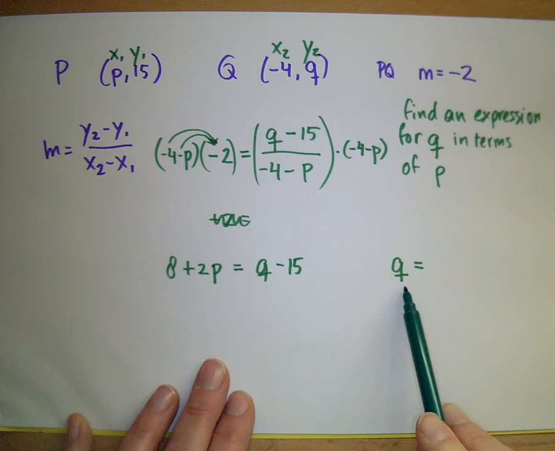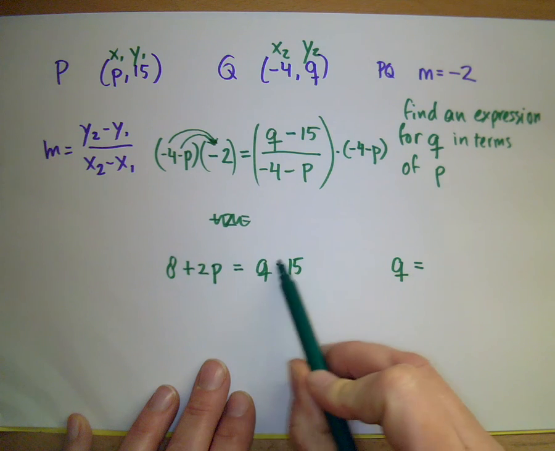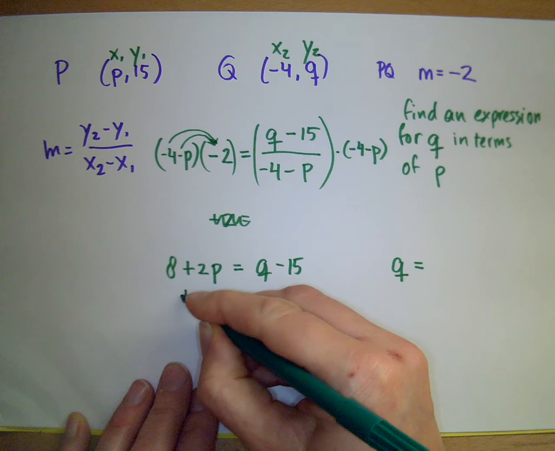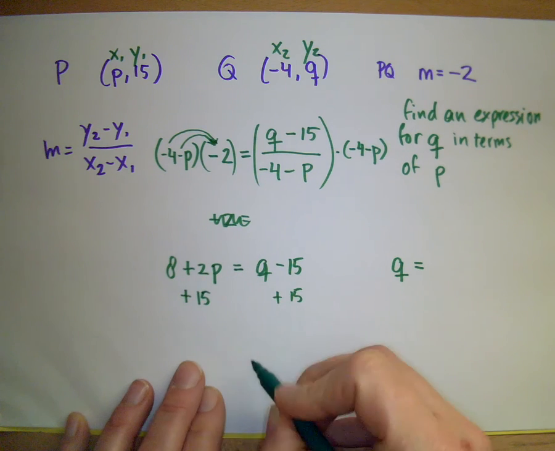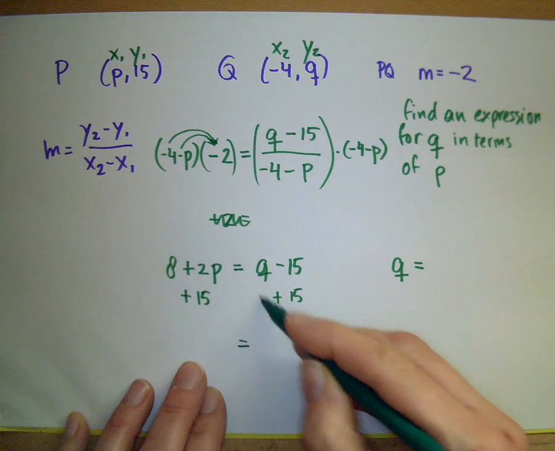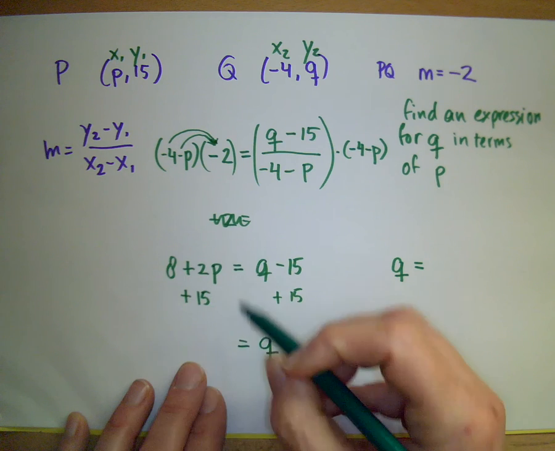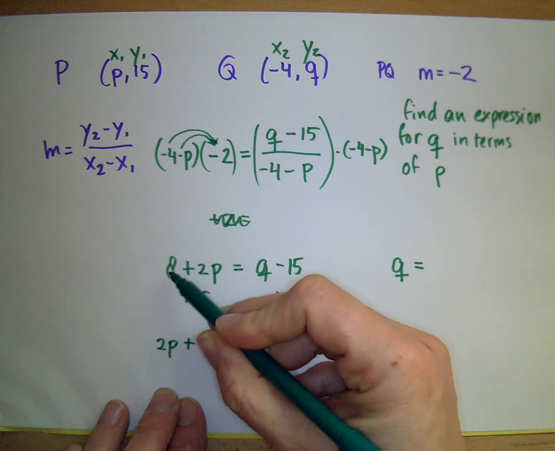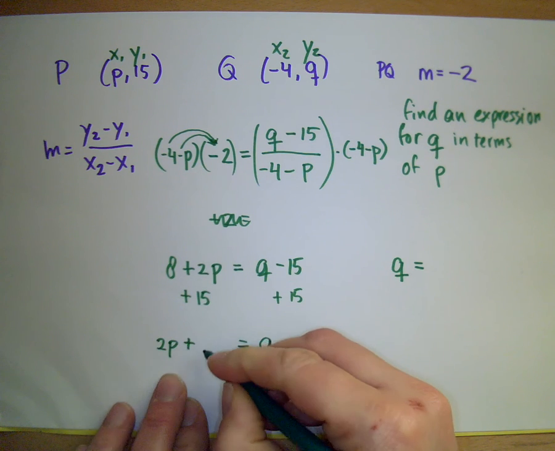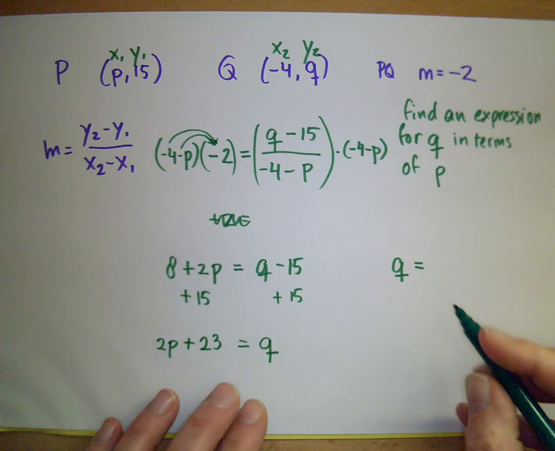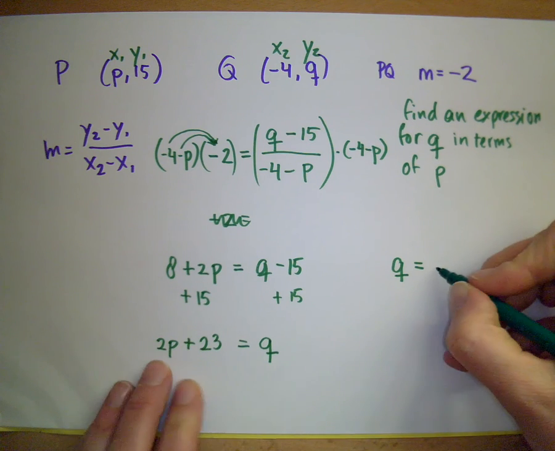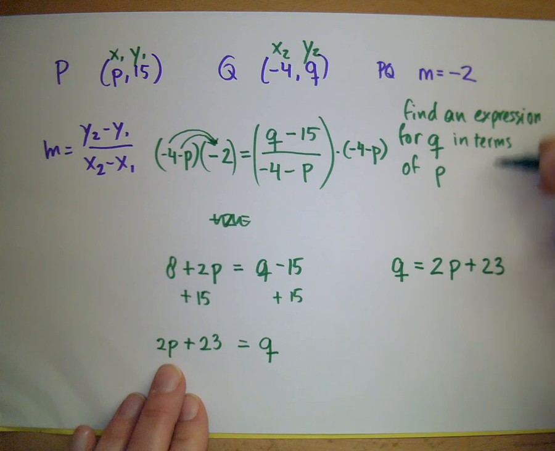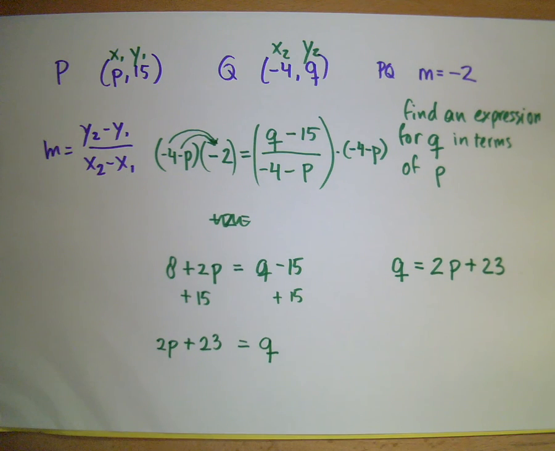We want q by itself, so let's get rid of this minus 15 by adding 15 to both sides. That gives us q on this side, and 2p plus 8 plus 15 is 23. So q equals 2p plus 23, and that's what they asked us to do. We found q in terms of p.